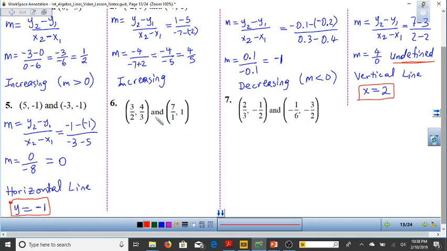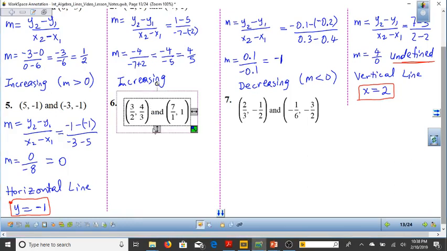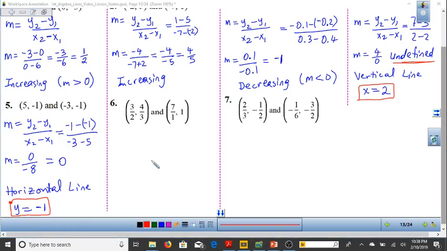Now, this one looks a little challenging. It's just a couple of fractions. It's not a problem. It just looks difficult. We'll follow the same procedure. m equals y2 minus y1 over x2 minus x1. And then that is 1 minus 4/3 over, and this is 7 over 1, which is just 7 minus 3/2.